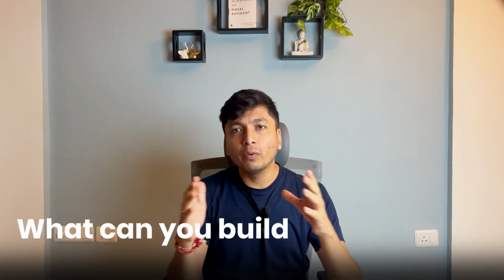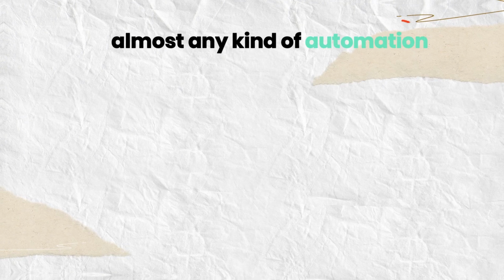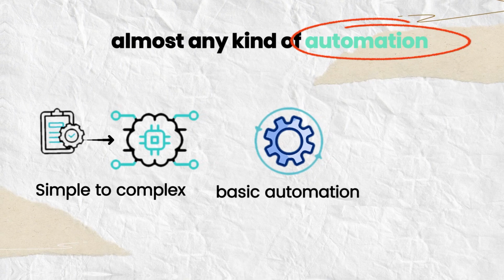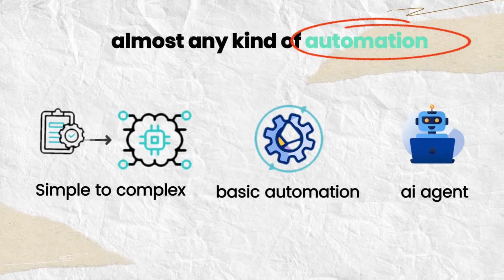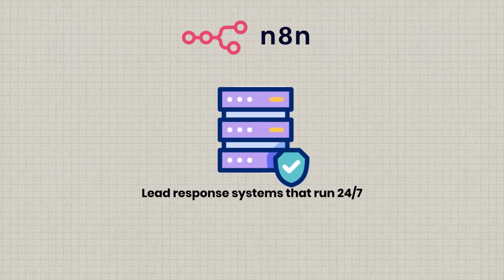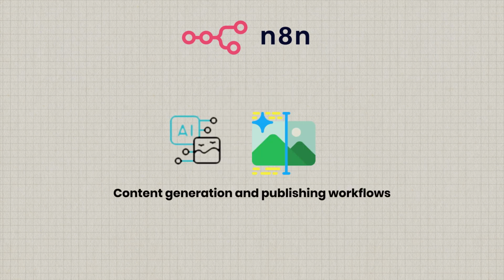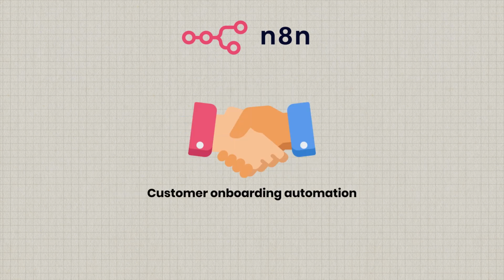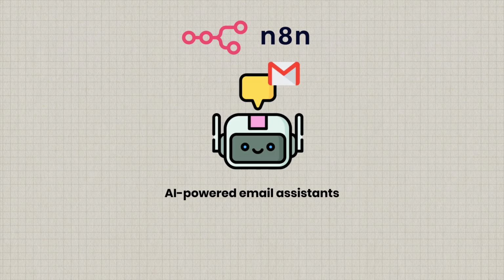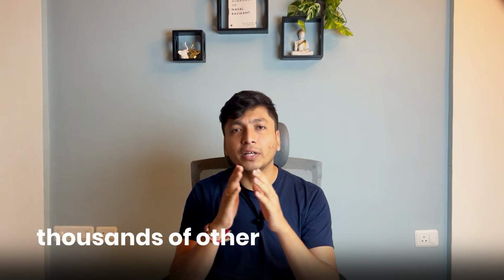So what can you build with n8n? The answer is almost any kind of automation, from simple to complex, basic automation to complex AI agents, almost everything. So let's take a few examples. Automated data syncing between tools, lead response systems that run 24/7, content generation and publishing workflows, customer onboarding automation, report generation from multiple sources, AI-powered email assistants, and literally thousands of other use cases.